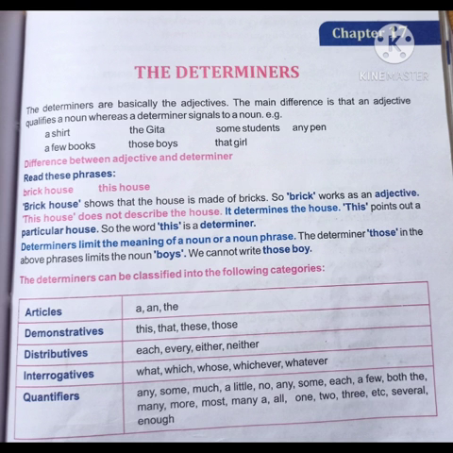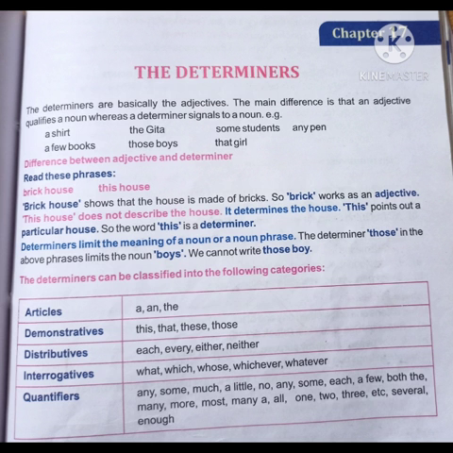I'll try to explain this by using the example given in your book. Brick house, this house. Two examples are given here beta, and you can see in both the phrases the noun is the same, house. दोनों ही phrases में actually बेटा house word use किया गया है. So brick house, ईंटों का बना हुआ घर. Brick house shows that the house is made of bricks. So brick works here as an adjective.